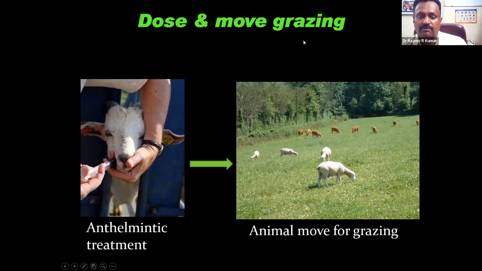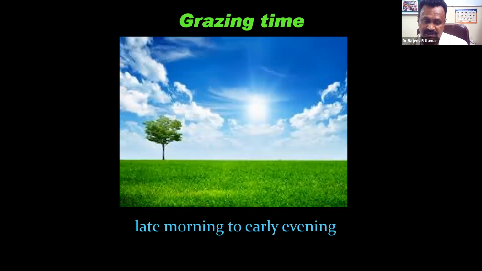Dose and move is among all the pasture management methods the most effective grazing system, and it is very easy to perform. It is very easy to adopt for better goat husbandry. It is a duty of all goat farmers. If there is a separate farm or separate land for grazing, first we treat and then allow to graze. Then grazing time: I have already told you that late morning to early evening is the suitable time to allow the animals to graze on the clean pasture.